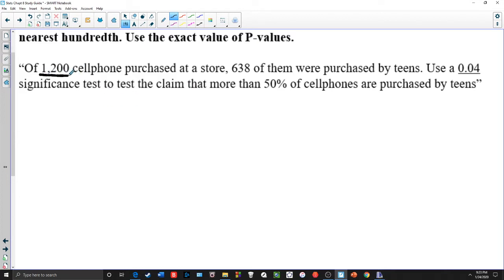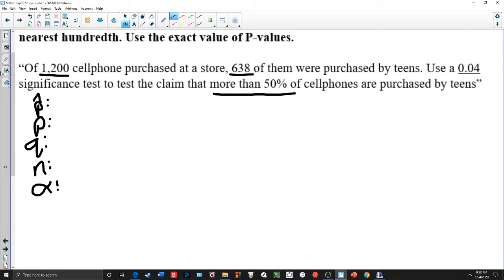1,200 cell phones tested. That's probably important information there. 638 were purchased by teens. 0.04 significance test, which is a little bit different than normal, but we can handle it. More than 50% is the claim. All right, well, let's get all our information down first. So we need a p hat, we need a p, we need a q, we need an n, and then because we're going to do this all the way through, we're going to need an alpha to get our significance level.